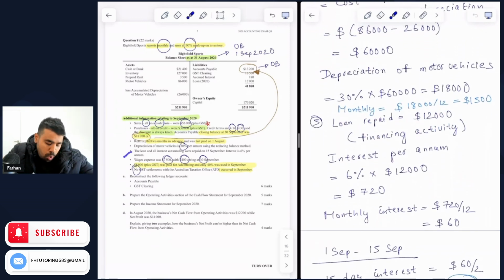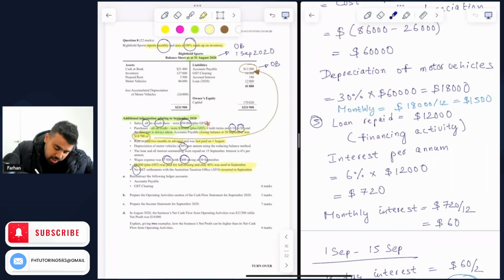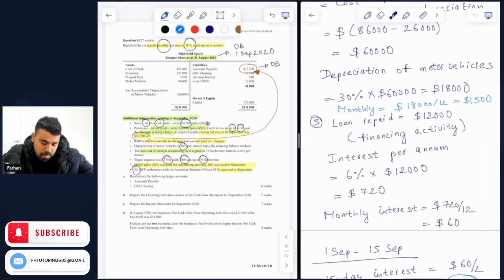The loan and all interest outstanding were repaid on 15 September. Interest is 6% per annum. All right. So I want to highlight that both the loan and all interest outstanding were repaid on 15 September.